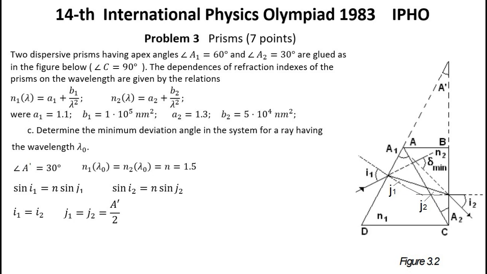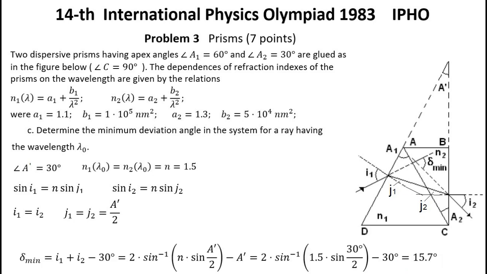But in this case, J1 equals J2 equals half the angle A'. From the figure it is clear that the total angle of deviation will be equal to I1 plus I2 minus A', which, as a result of all the numerical substitutions, gives the angle of deviation equal to 15.7 degrees. This is the solution to question C.